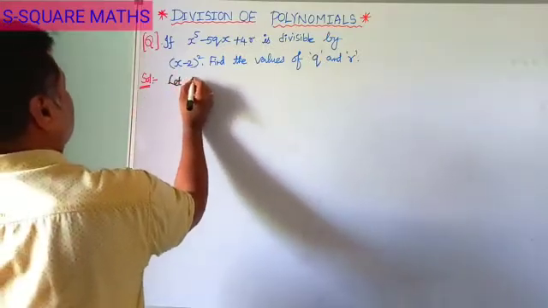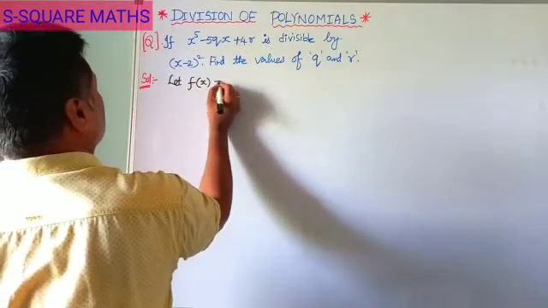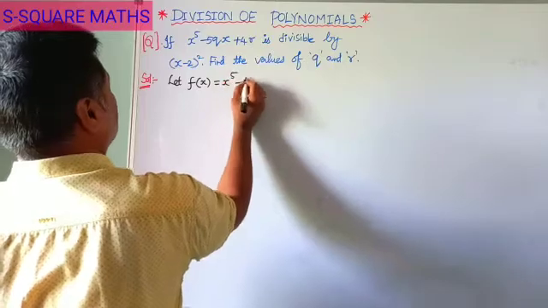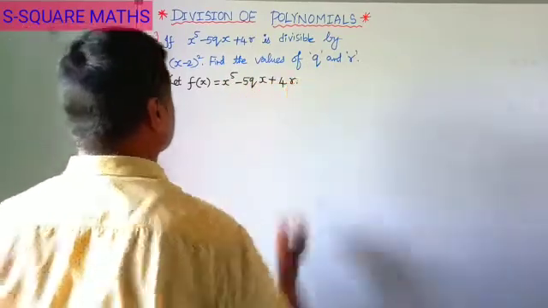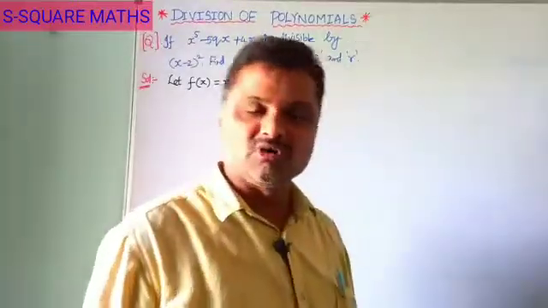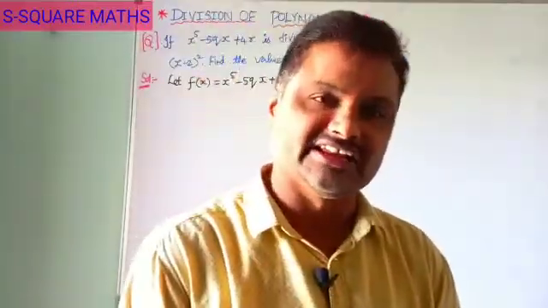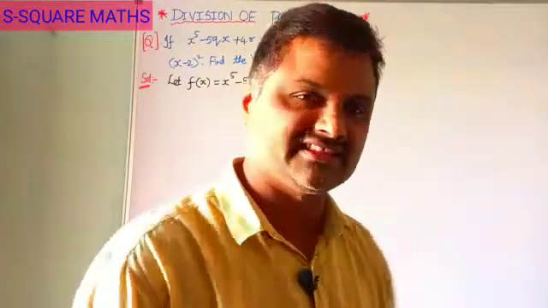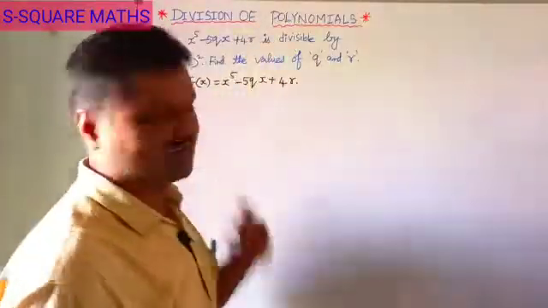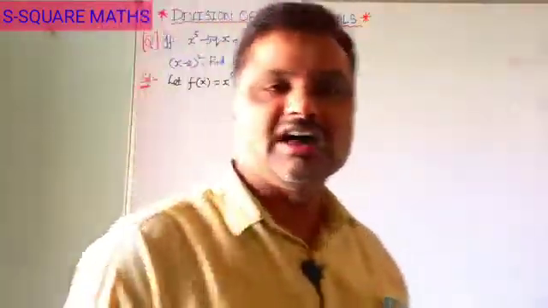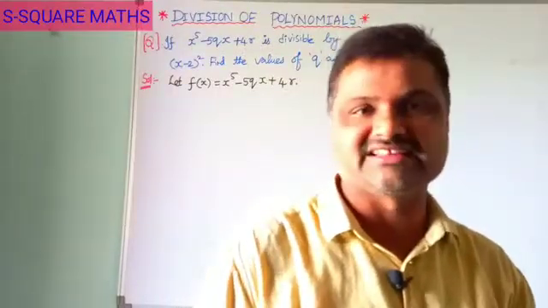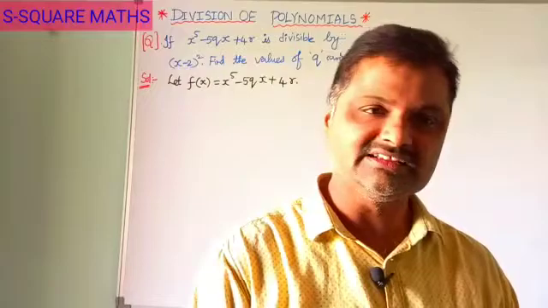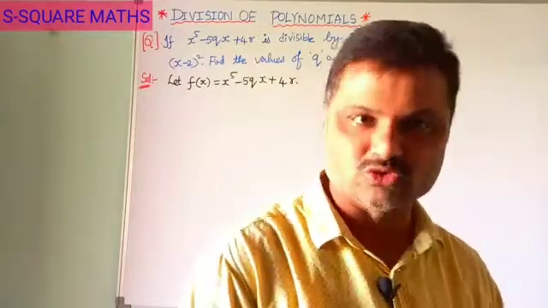Let f of x is equal to x power 5 minus 5qx plus 4r be the polynomial, a 5th degree polynomial in the variable x. That's why I have taken it as f of x. So Horner's method of synthetic division we are going to apply to get the solution very easily. There are other methods also, but this seems to be easy. Let us go through it now.